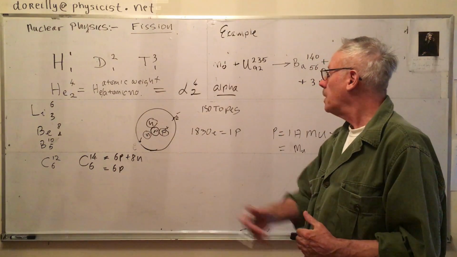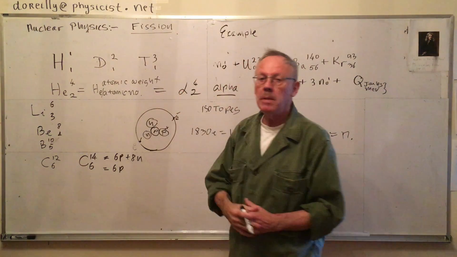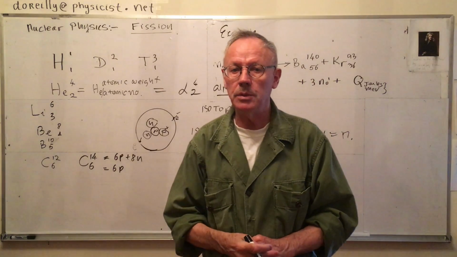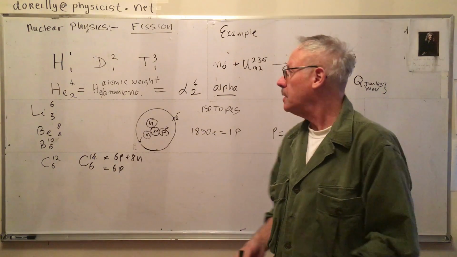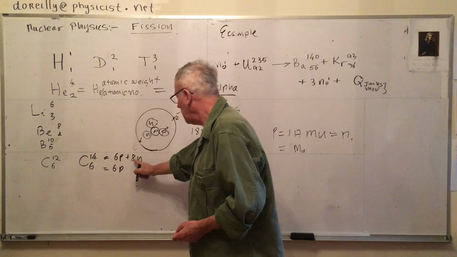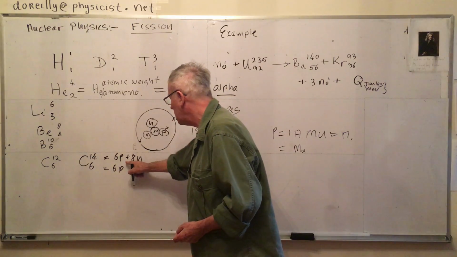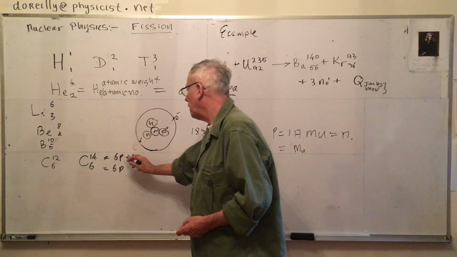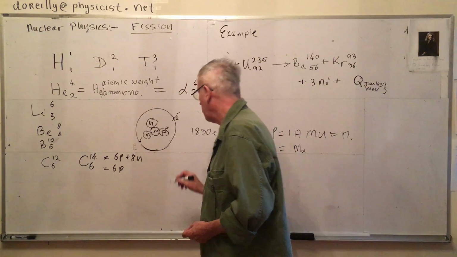I use the word atomic weight. People say mass number. I just don't like the sound of it. When I was a kid, I just learned atomic weight. I left it at that. The atomic number, the atomic weight. So the atomic number is the number of protons. The atomic weight is the number of protons plus neutrons.